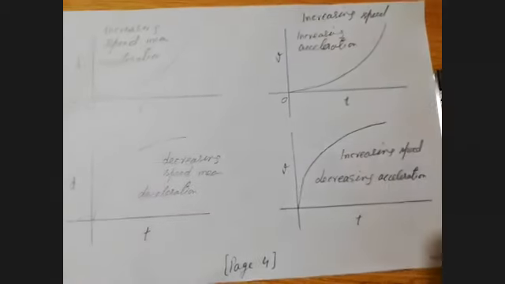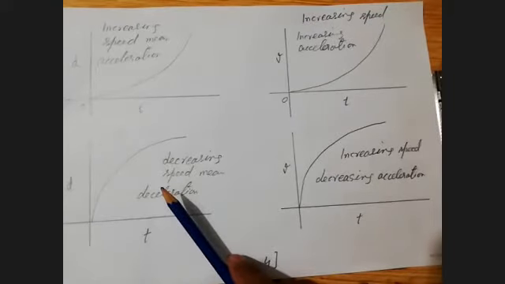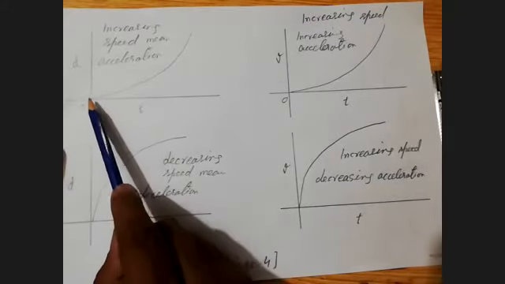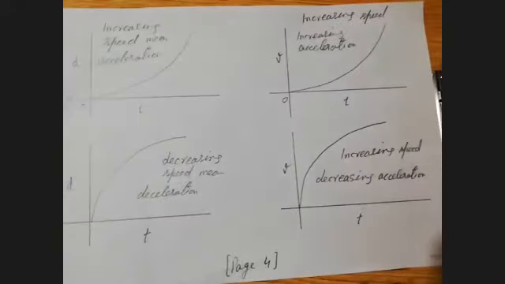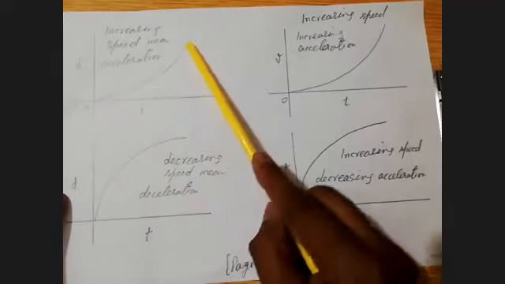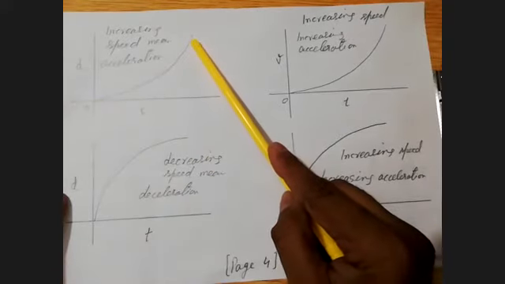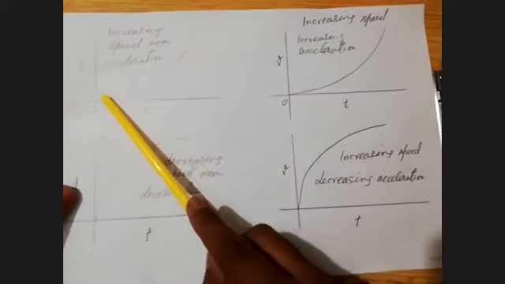Well, now come to these two curves. Here in these two curves, you can see that this curve is showing increasing speed. Whenever the speed or velocity is increasing, obviously there is acceleration. So here in this portion, the speed is increasing. Remember this, increasing or decreasing speed, there is acceleration.